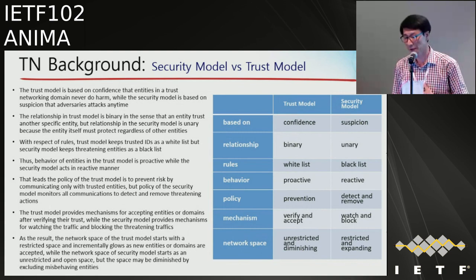But the policy of the security model monitors all the communications to detect and remove threatening actions. The trust model provides a mechanism for accepting entities and domains after verifying their trust based on a trust index. While the security model provides a mechanism for watching the traffic and blocking the threatening traffic. As a result, the network space of the trust model starts as a restricted space and incrementally grows as new entities or domains are accepted, while the network space of the security model starts as an unrestricted and open space, but the space may be diminished by excluding misbehaving entities. So, next slide, please.